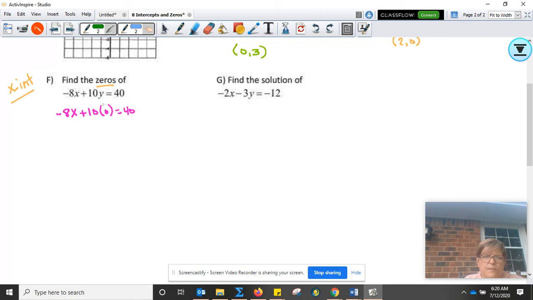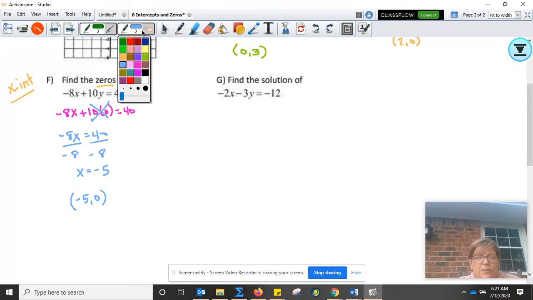Okay, -8x equals 40. Divide both sides by -8. And x equals -5. So your x-intercept, your zero, your root, your solution would be (-5, 0). Okay, now to find the solution, same thing. You're going to plug in 0 for y.